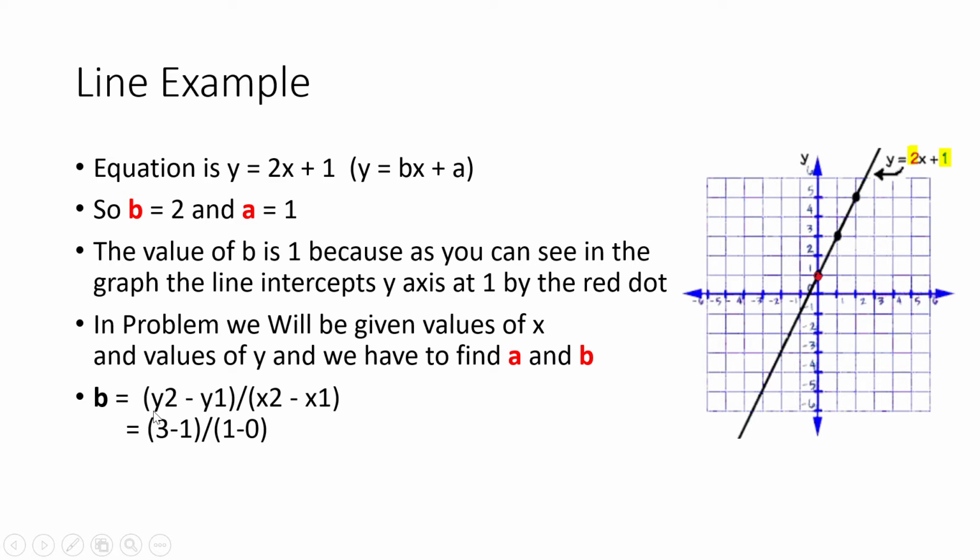The formula for the slope of a line is (y2 - y1) divided by (x2 - x1), which means you take any two points that lie on that line and plug in the values of those points over here. For example, in this formula I've taken two data points, (0, 1) and (1, 3), plugged in the values, and I got the slope of the line to be 2. And the value of the y-intercept, which is a, is equal to 1 because this line intersects the y-axis at this red point over here, so the y value of that point is 1.